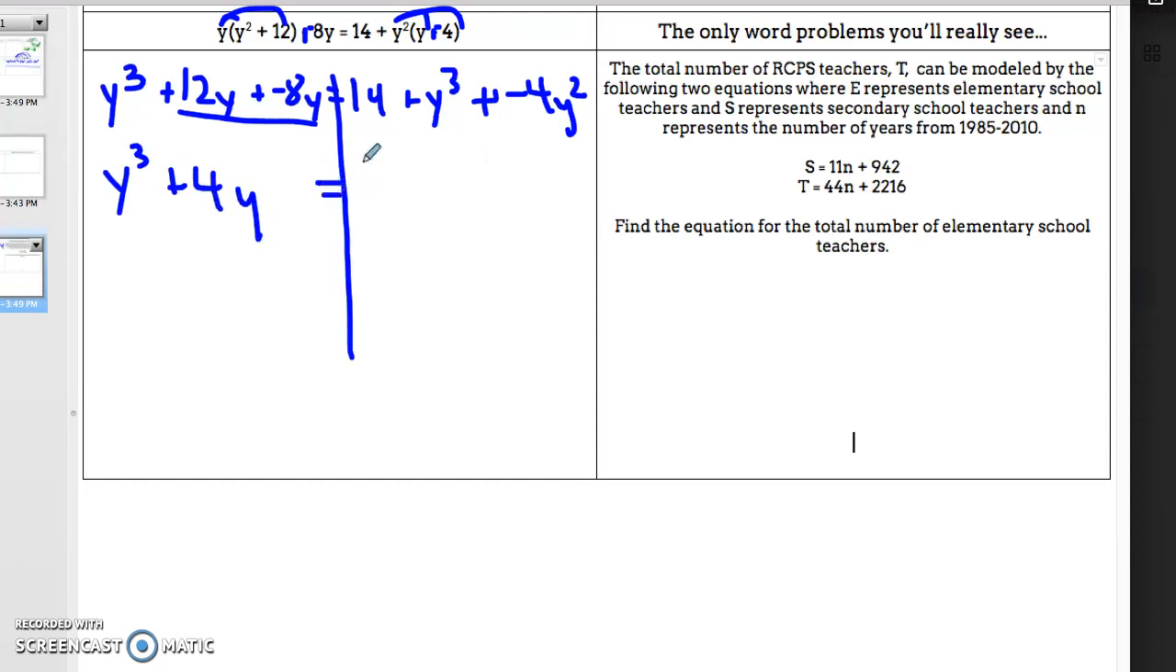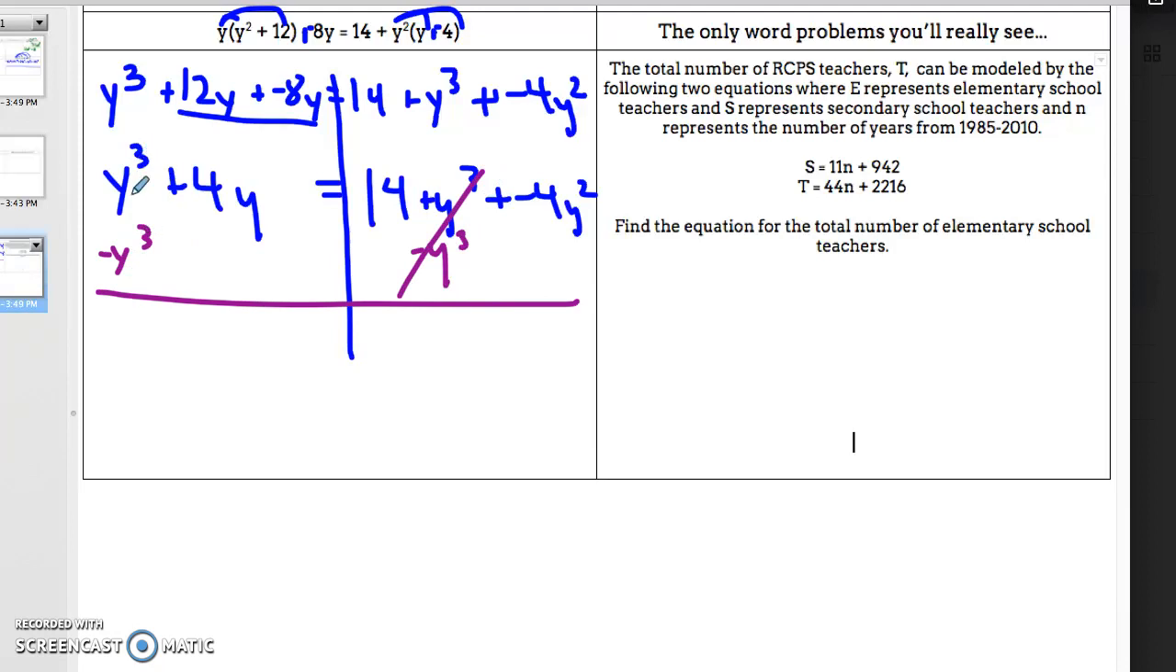And over here, there's nothing I can combine. So let's start moving stuff over. I'm going to start with this y cubed. We have not messed with that yet. But luckily enough, as I move it from one side to the other, it's going to cancel out on both. So that's gone. And then I'm left with a bunch of random terms, 4y and 14 and negative 4y squared.